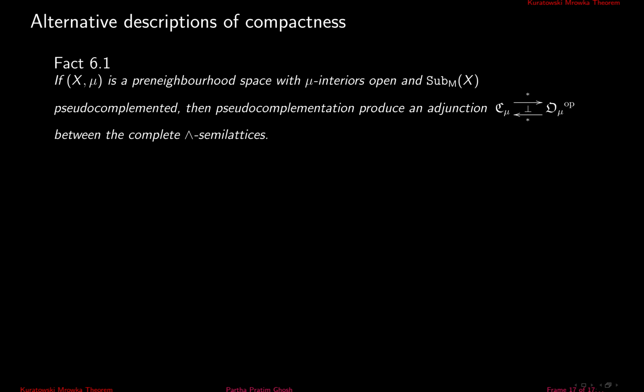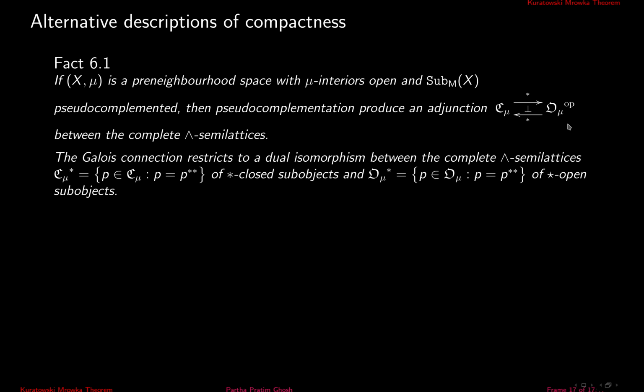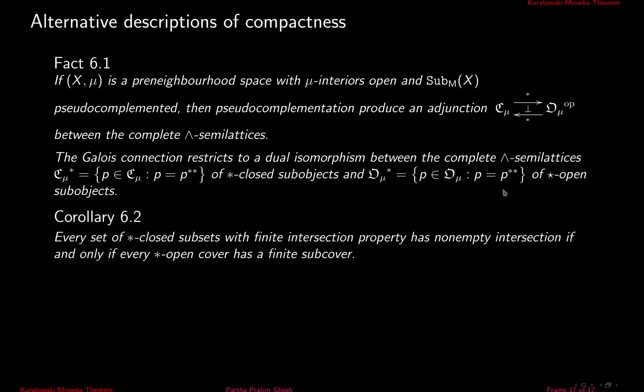If you have a pre-neighborhood space with mu interiors open and subobjects pseudo-complemented, pseudo-complementation produces an adjunction between the closed and the open subobjects, which are both complete meet semilattices. And hence, this adjunction induces an isomorphism between star-closed subobjects and star-open subobjects. Therefore, saying every filter of star-closed subobjects has non-empty intersection is equivalent to saying every star-open cover has a finite subcover. This is immediate from this isomorphism.